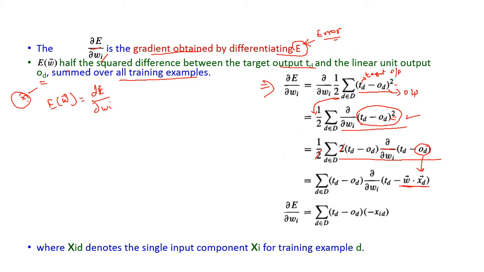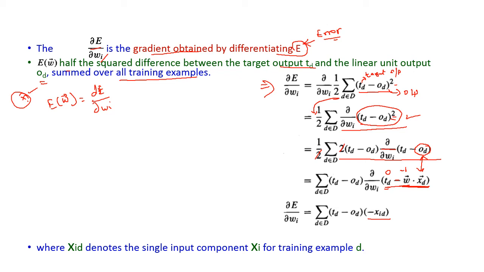Okay, we need to substitute this value in place of OD. Then we will get this one. So here the differentiation of TD is 0 and the differentiation of W with respect to XD is 1. So the value is minus 1. This value will be minus 1, so minus XID will come here.